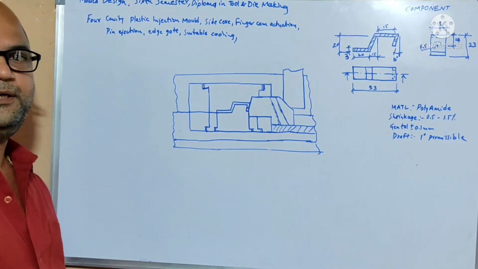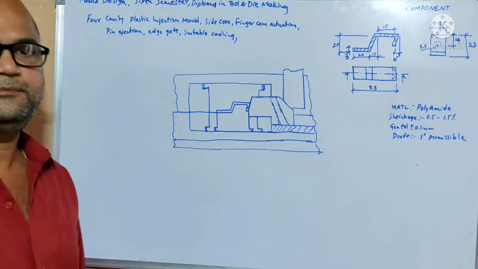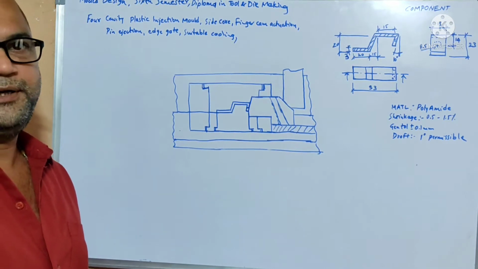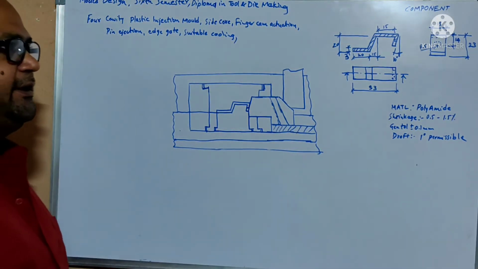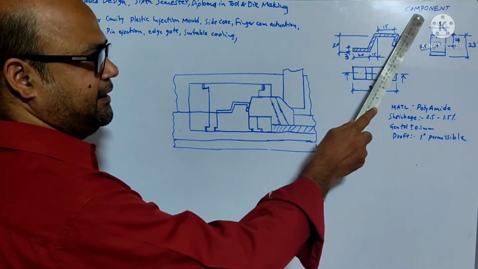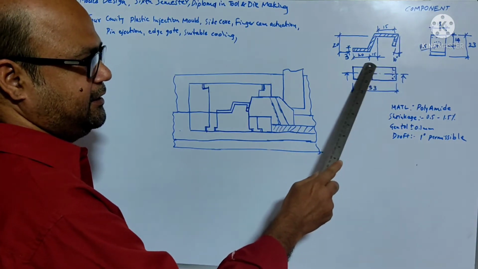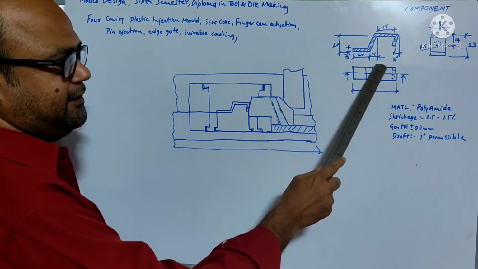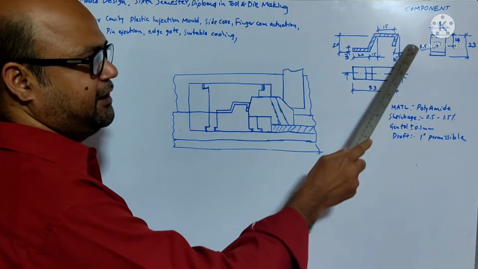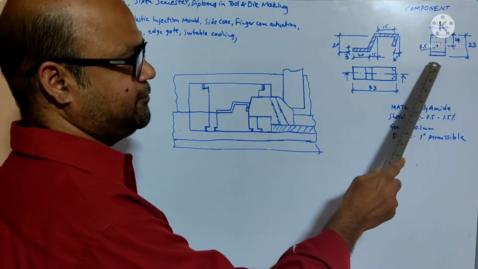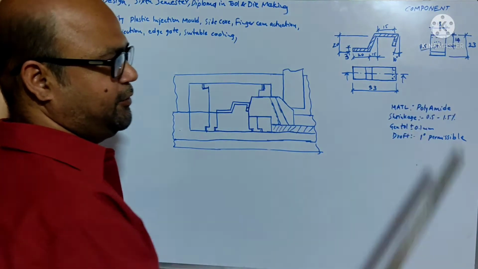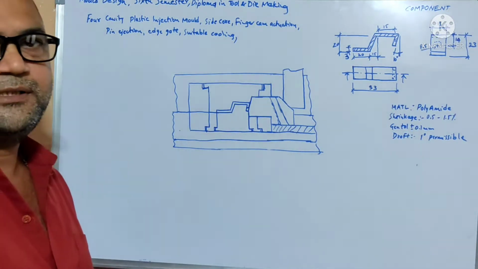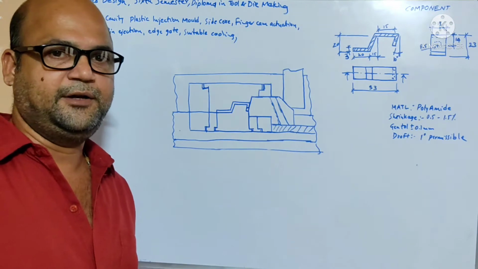Now today in the class of mold design I am showing the component. Here you are observing the component, this is the top view of the component, and you are observing the front view of the component, and you are observing the side view of the component. This component requires the side core.